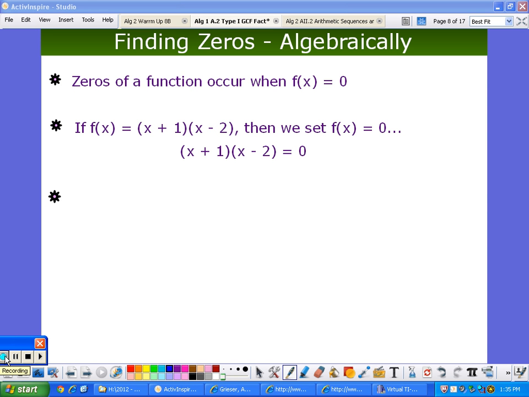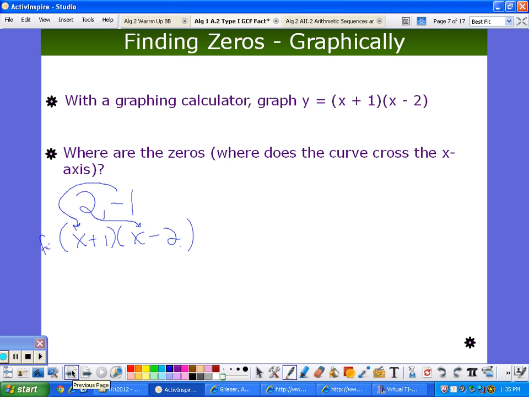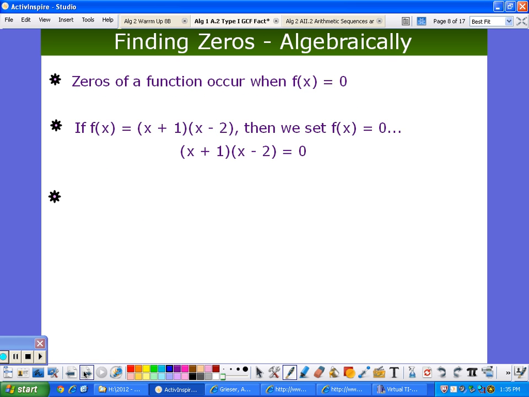So we found, to solve this graphically, that was over here, we could see that 2 and -1 were the zeros. So now I'm solving it algebraically. You take f of x, you set it equal to 0, which is what I've done here.